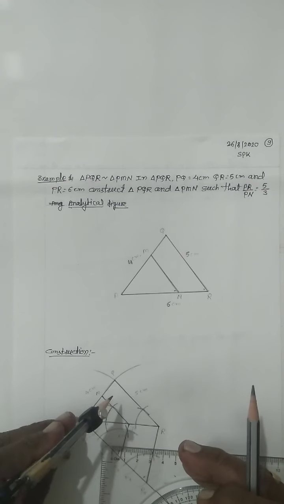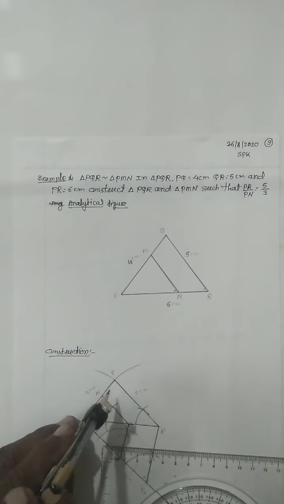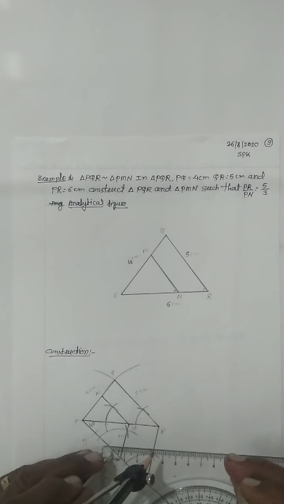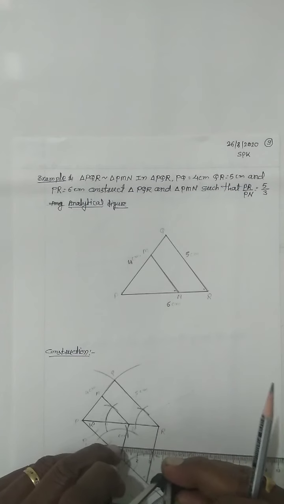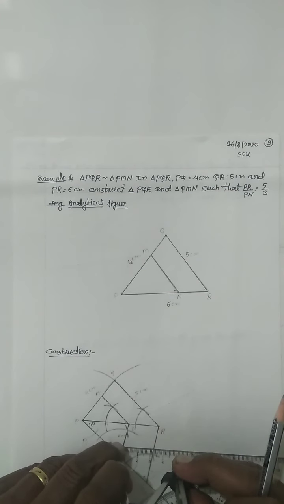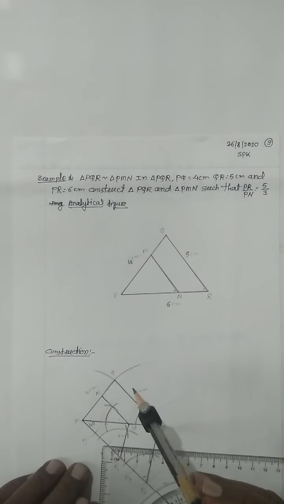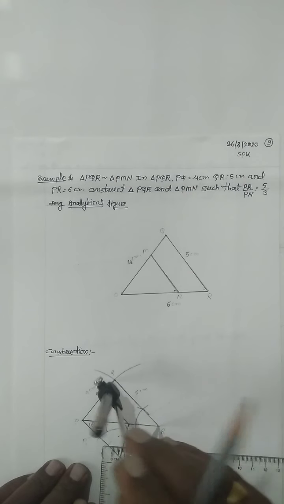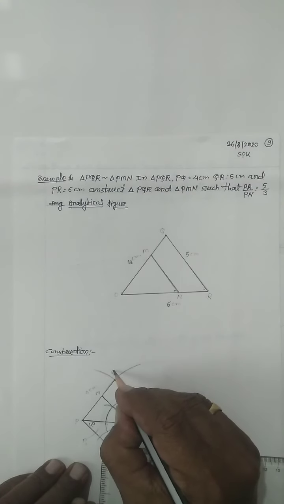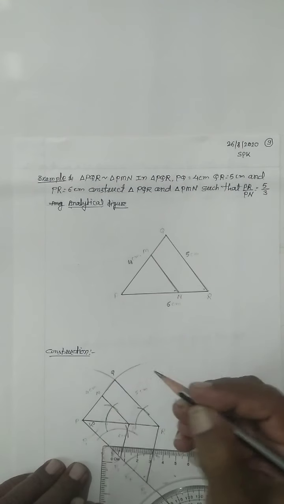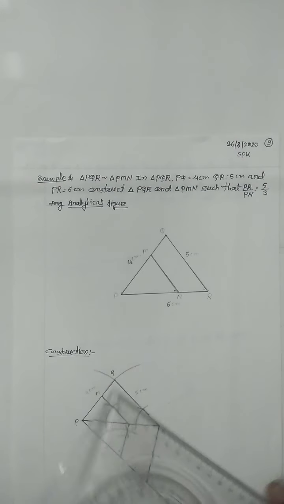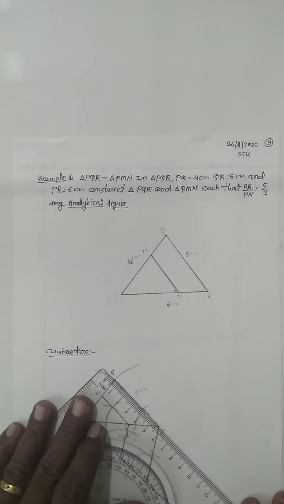Put one terminal at point P and draw the arc. Then take a distance between two terminals of 5 cm, that is the length of QR. Put one terminal at point R and draw the arc. Now the previous arc and this arc intersect in one point, that point is Q. Then join this Q with P and R. Then we get the triangle PQR.